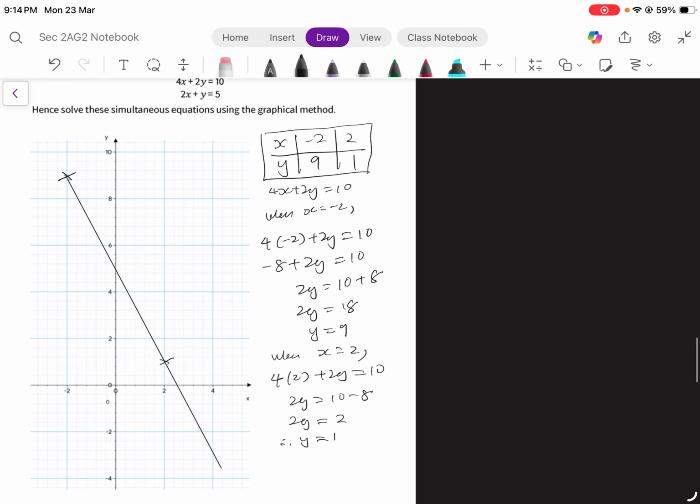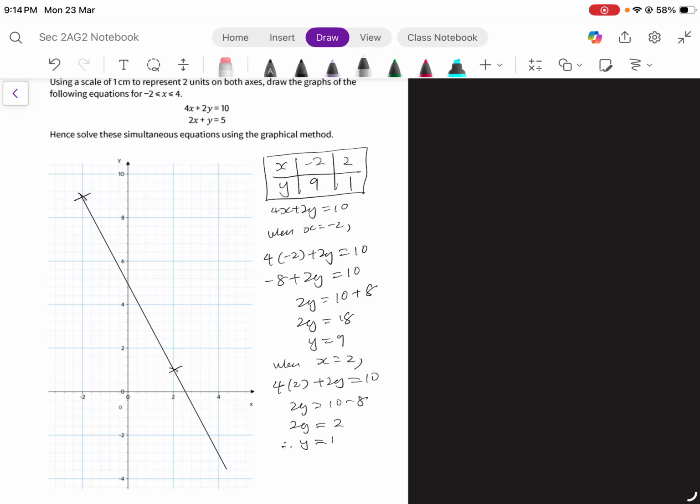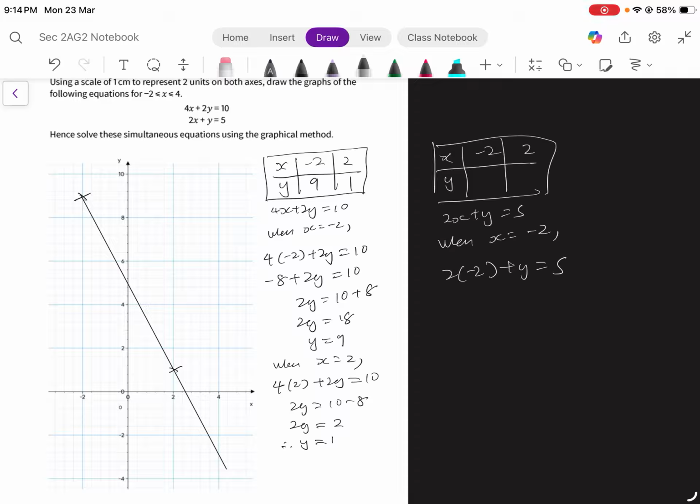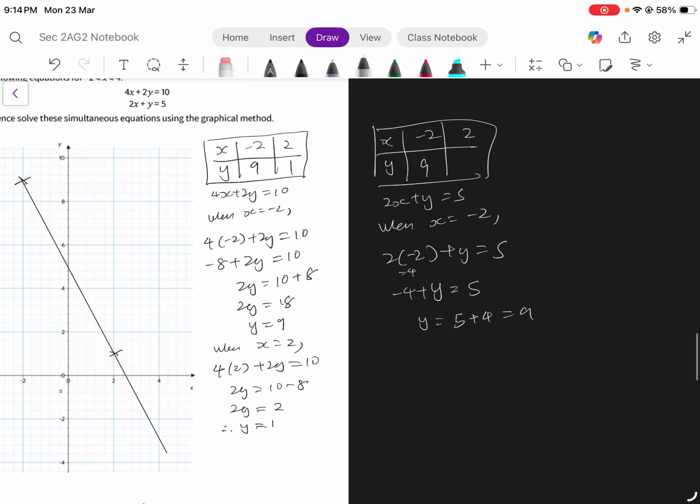Okay, nice. So we do the same thing for the other side. We will do x, y, -2, 2. So this is 2x plus y equals 5. So when x is minus 2, it is 2 bracket minus 2 plus y equals 5. This will give me minus 4, right? So when I bring it over, y equals 5 plus 4, 9, right? So this is 9.